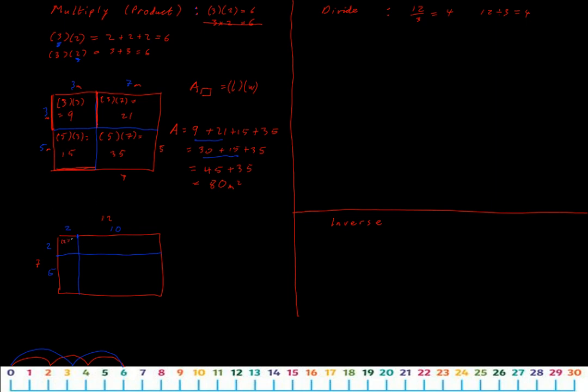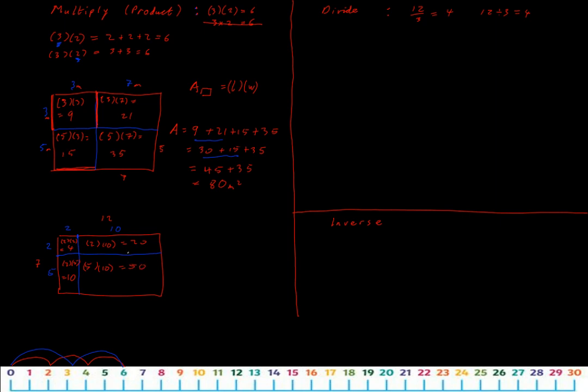So the area here is going to be 2 by 2 is going to be 4. Here is going to be 2 by 10 is going to be 20. Here's going to be a 2 by 5 is going to be 10. And here's going to be 5 by 10 is going to be 50.